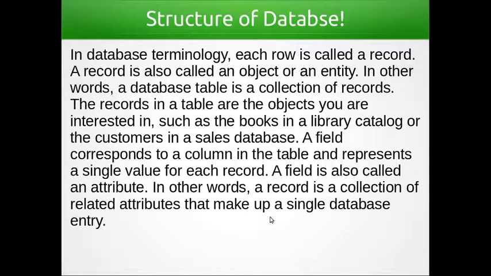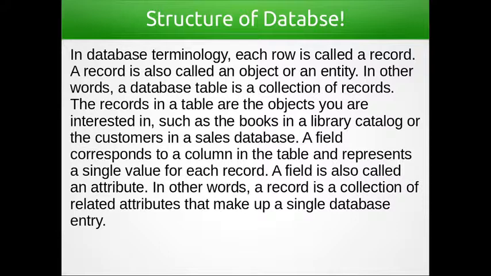So now what is the structure of a database? In database terminology, each row is called a record. A record is also called an object or an entity. In other words, a database table is a collection of records.